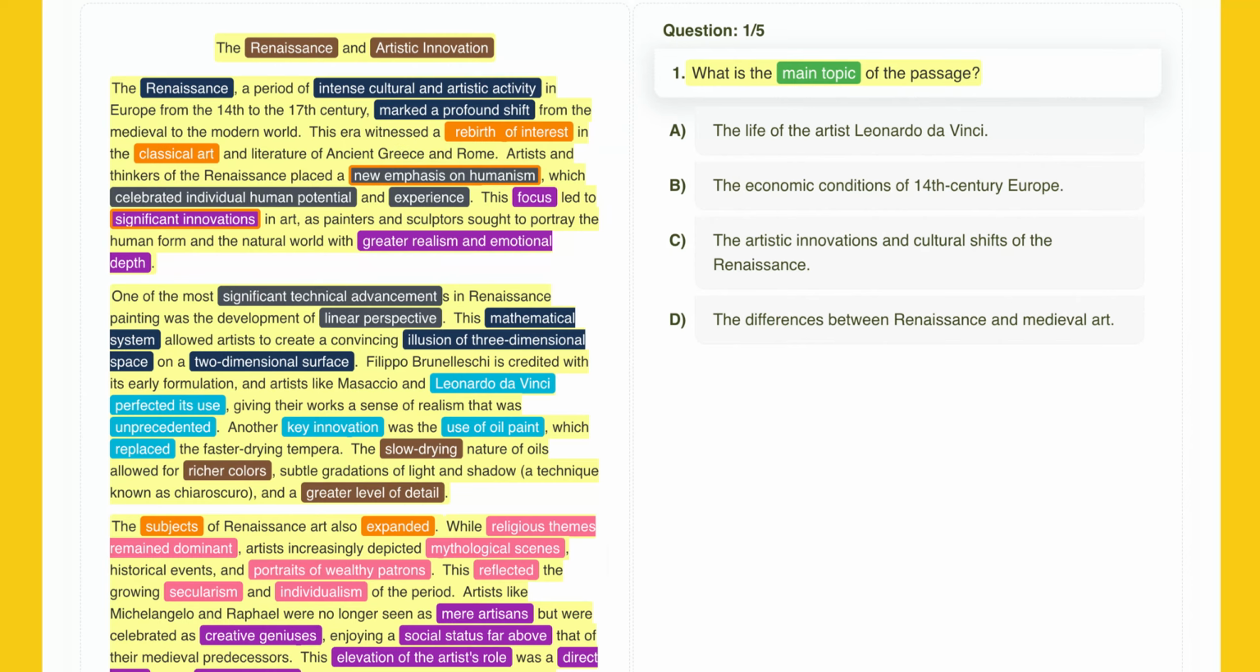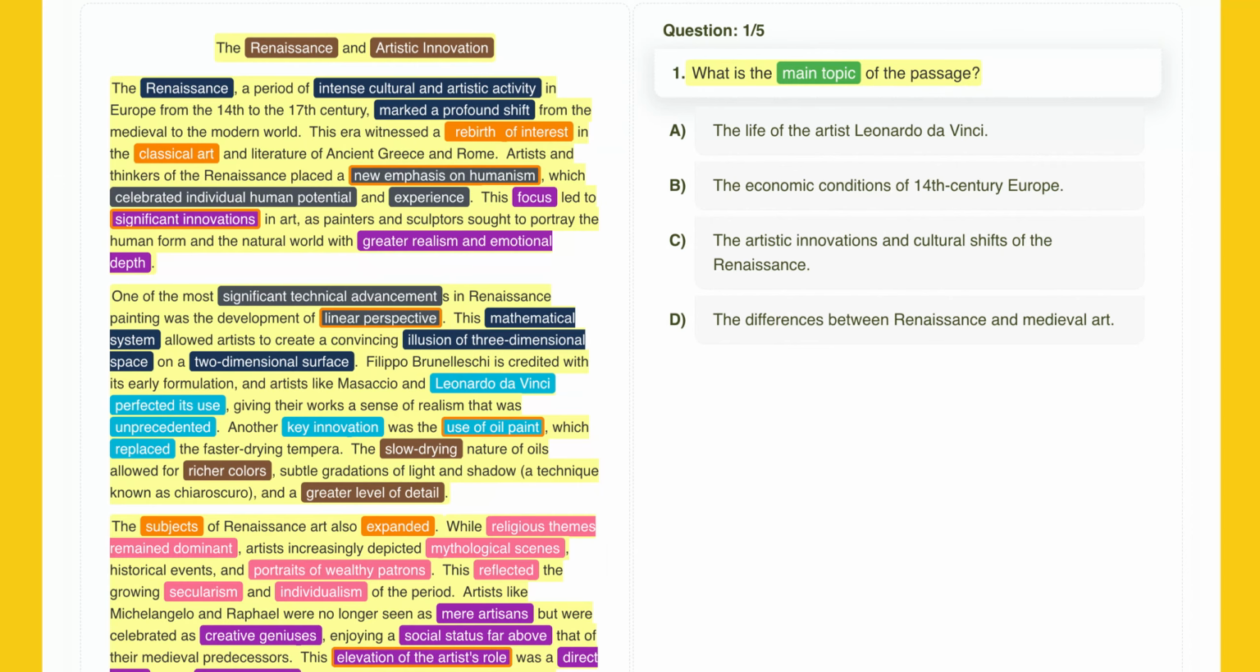We've talked about history, technical inventions like linear perspective and oil paint, and social changes like the elevation of the artist's role. A good test-taking tip for main idea questions is to look at the first and last sentences of each paragraph. They often act as a roadmap for the passage's overall direction.